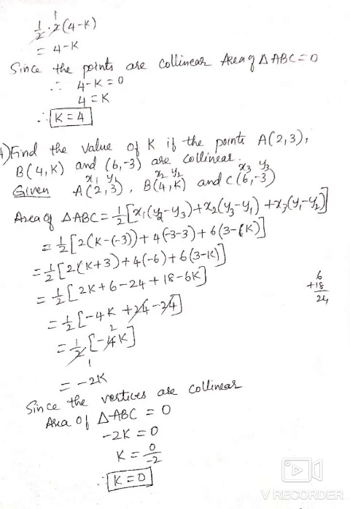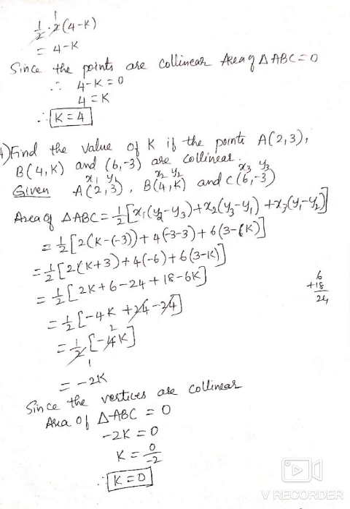So area of triangle is equal to half of x1 of y2 minus y3 plus x2 of y3 minus y1 plus x3 of y1 minus y2. So that is equal to half of, x1 is 2, y2 is k, y3 is minus 3, x2 is 4, y3 is minus 3, y1 is 3, x3 is 6, y1 is 3, y2 is k. So that is equal to half of 2 into, within brackets, k minus of minus, plus 3, plus 4 within brackets minus 3 minus 6, plus 6 within brackets 3 minus k.